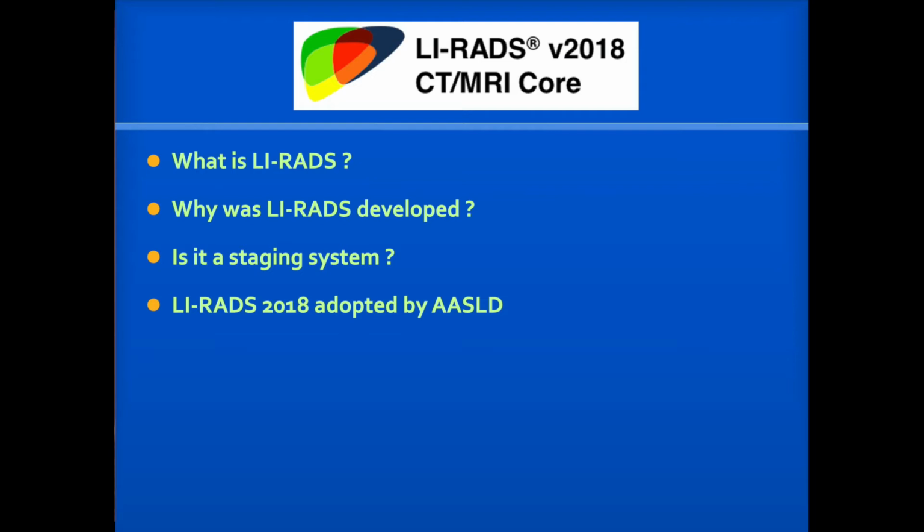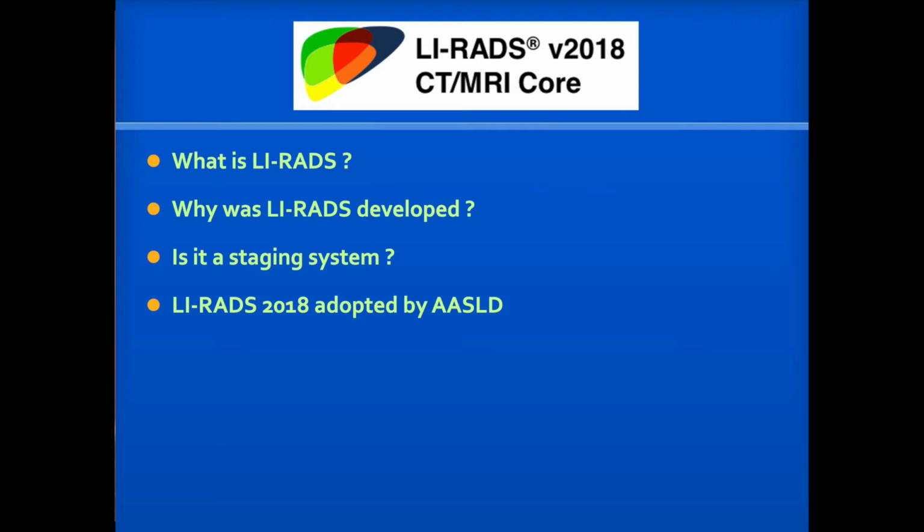First of all, what is LI-RADS? So LI-RADS stands for Liver Imaging Reporting and Data System. And it is basically a set of diagnostic criteria and terminology that have been standardized for the reporting of liver imaging tests in patients who have an increased risk of HCC. It was developed by the American College of Radiology in 2011, and there have been a series of updates, most recently in 2018. Why was LI-RADS developed?